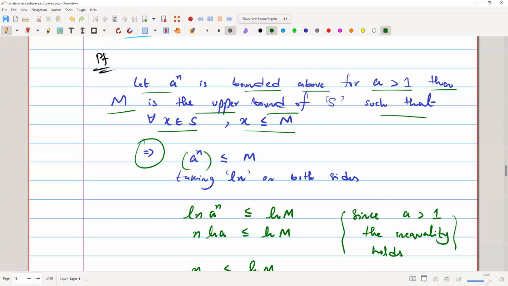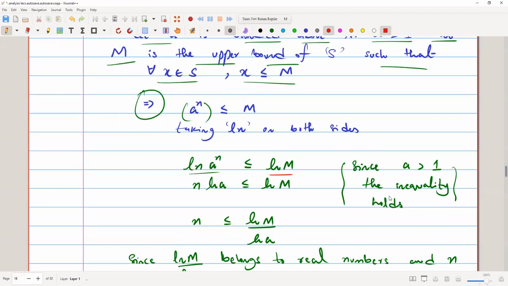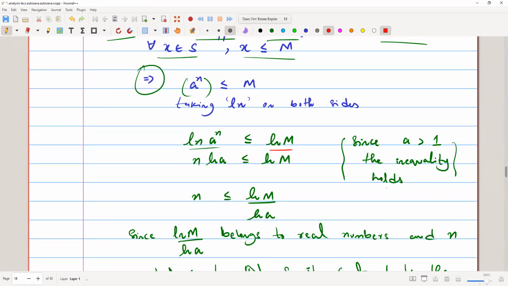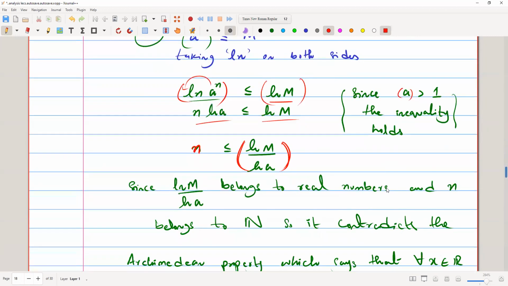And then taking the natural log on both sides, we have ln a^n is less than or equal to ln M. And since we are taking the natural log, and this a is greater than 1, the inequality will not be changed, because both sides will always be positive. So by the property of log, n shifts to the left side of the log, then n ln a is less than or equal to ln M, and from here n is less than or equal to ln M over ln a. So this n is a natural number, and this is a fraction, so this can be some real number.